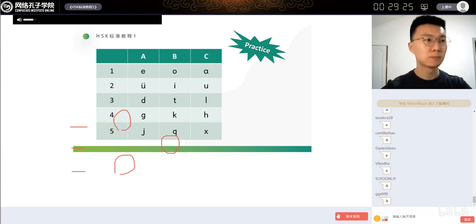Listen. Xi, xi, xi, xi. The air is not blocked in my mouth. Xi, xi. So the answer should be C. Okay, this is 声母 and 韵母 we learned today.